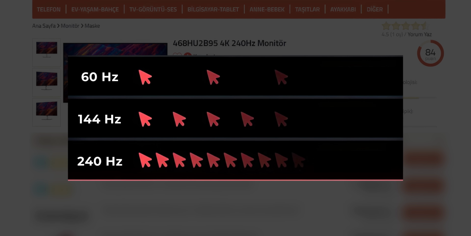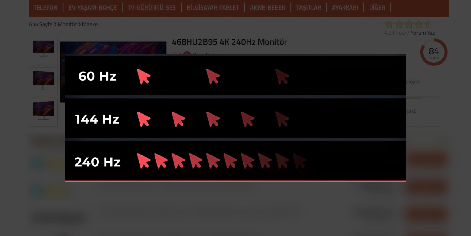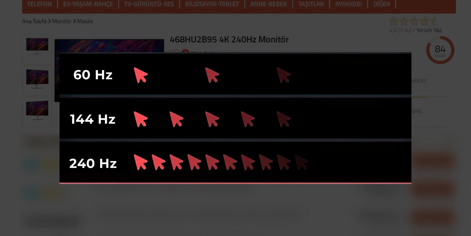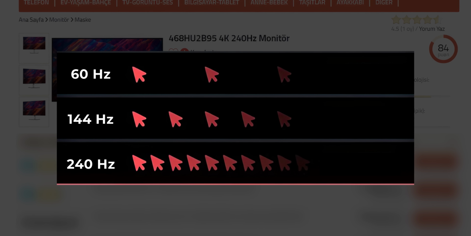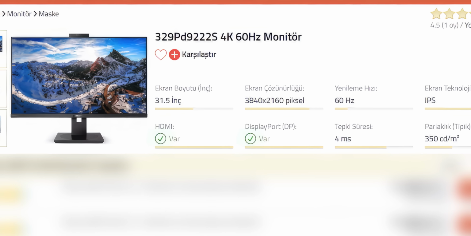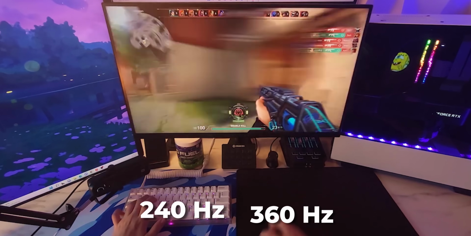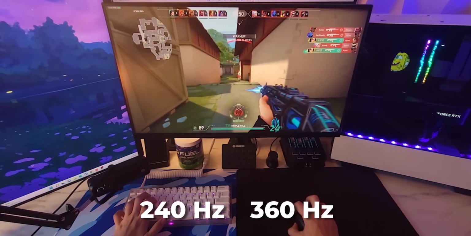These values indicate how many times the screen refreshes per second. For example, a 144 Hz monitor can show you 144 frames per second. For everyday use, 60 or 75 Hz monitors are sufficient, but professional gamers prefer monitors with high refresh rates like 240 or 360 Hz to track moving enemies more easily. Of course, you should remember this.